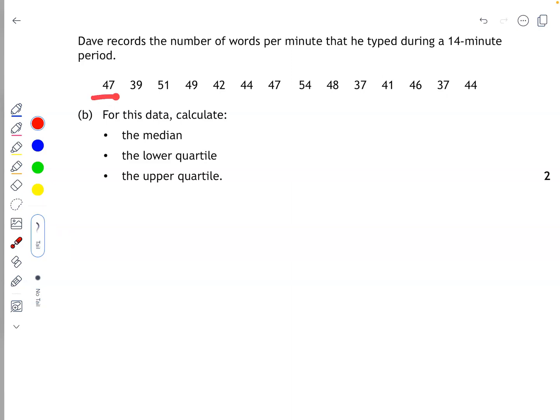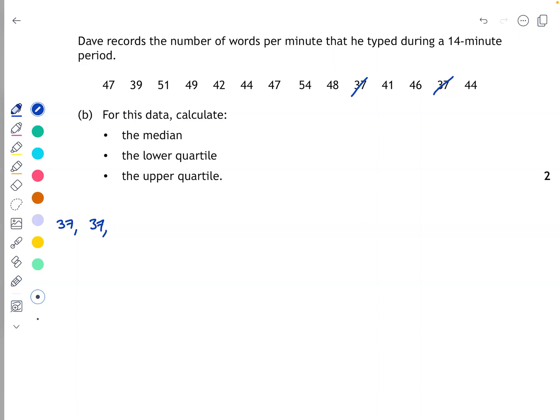So let's go through. What is the lowest number on here? What is the lowest data point? Well, it looks like it's 37 to me. So what I'm going to do is cross these out as I go along. So I've got 37. Because I've got 14 of them, I'm going to write these small. So I've got 37. I have another 37 there. So I'm going to write 37 here as well.